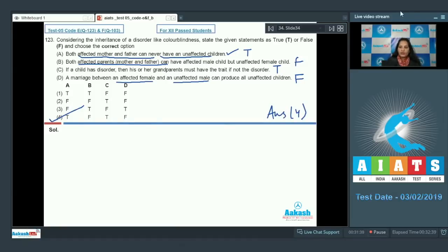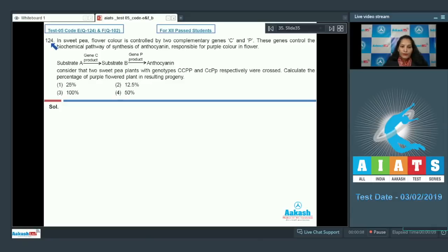Let's move on to the next question. Question number 124. In sweet pea, flower color is controlled by two complementary genes C and P. These genes control the biochemical pathway of synthesis of anthocyanin, responsible for purple color in the flower. Substrate A, gene C product, substrate B, gene P product leads to formation of anthocyanin.